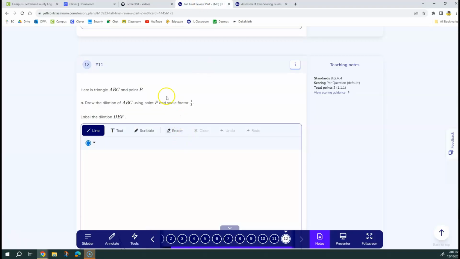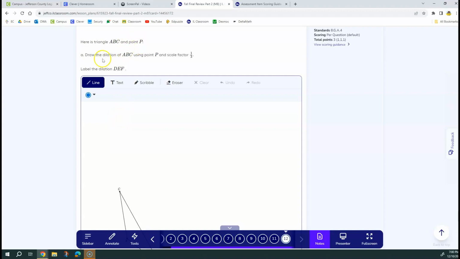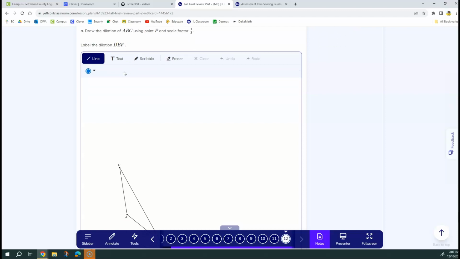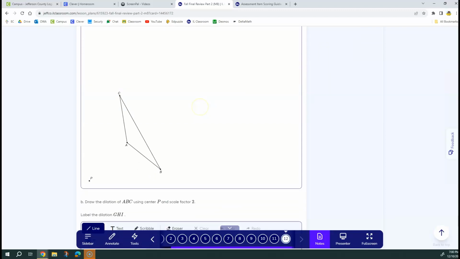All right, looking at our last one, number 11. Here's triangle ABC and point P. Draw the dilation of ABC using point P and a scale factor of 1/3. And we're going to label the new figure DEF. So if our scale factor is 1/3, what's going to happen to our original figure? Is it going to enlarge or is it going to shrink?